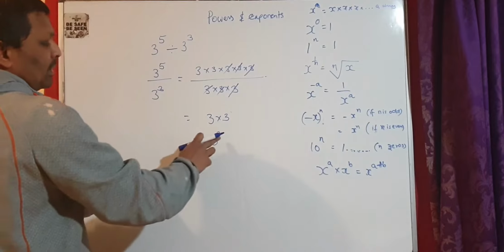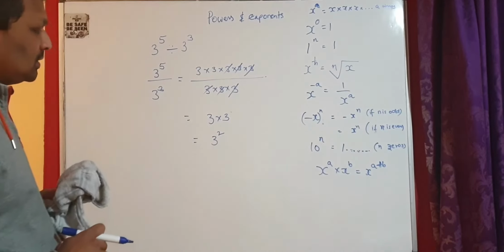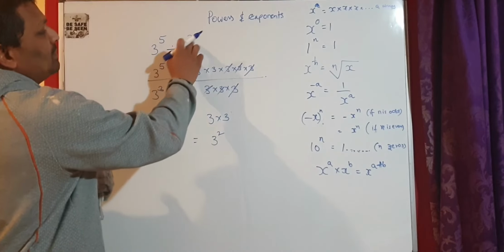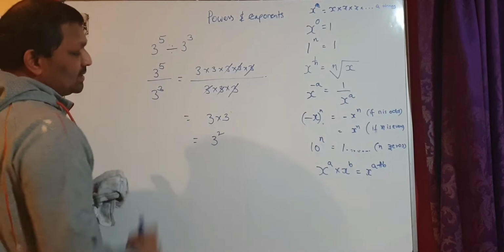Okay, a number with a power 2 is called a square, a number with a power 3 is called a cube. This is 3 cube. This can be read as 3 cube. This can be read as 3 square.